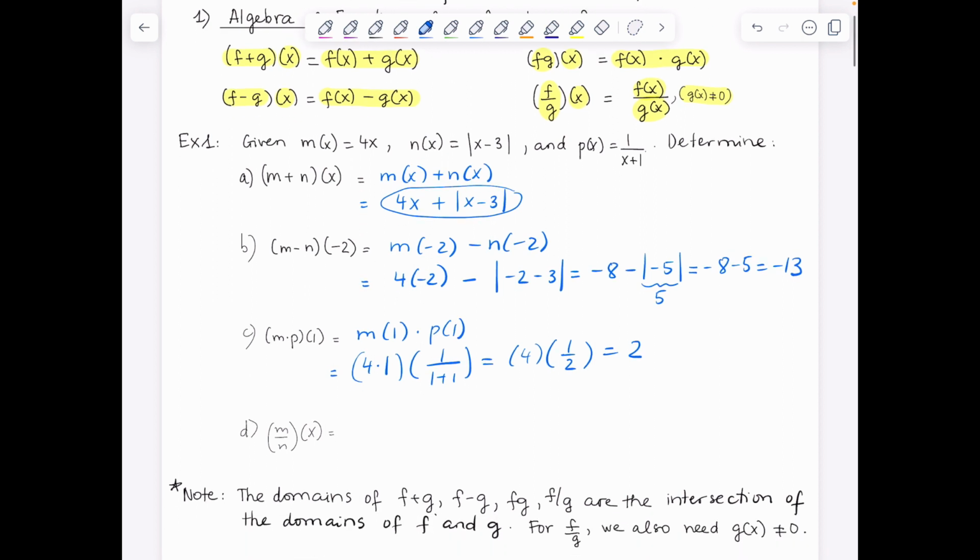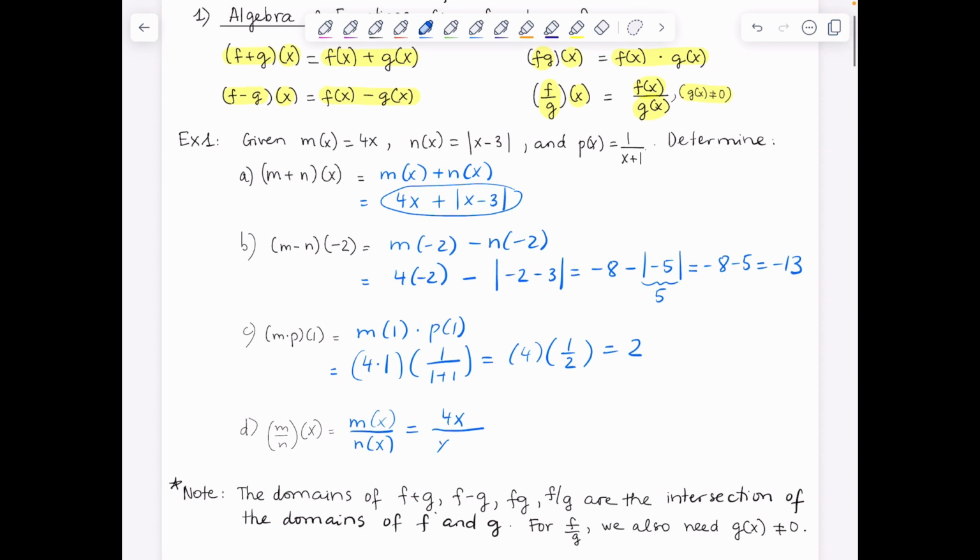Finally, let's do this division. So translate this to m of x divided by n of x. M of x is defined by 4x, and n of x is defined by the absolute value of x minus 3. Since we can't simplify that any further, we're going to keep the function that way.